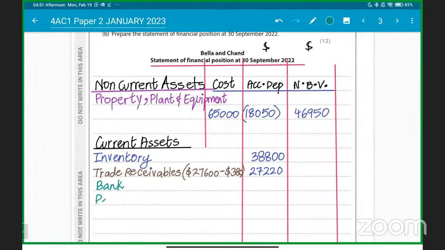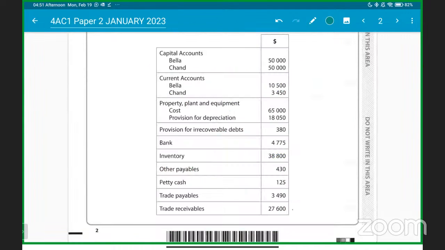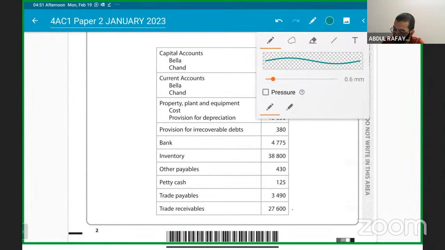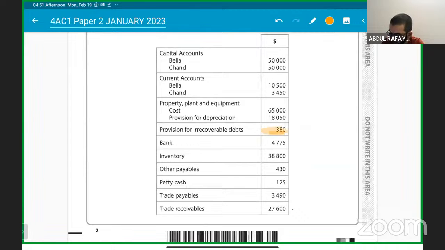So provision for irrecoverable debts will be both in the income statement and the SOFP. Exactly. So we need to understand that in the income statement, we write only the increase or decrease of the irrecoverable debt provision. I'll repeat, in the income statement, we only write increase or decrease of the irrecoverable debt provision. But in the statement of financial position, we write the closing balance, which is $380 here. Understanding?